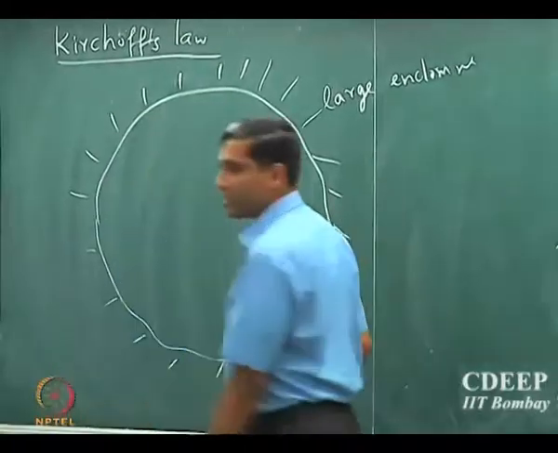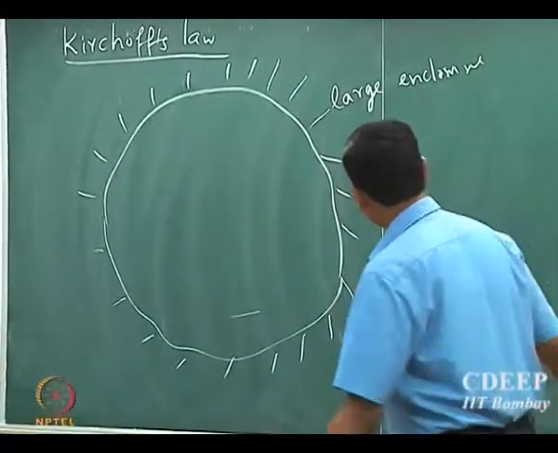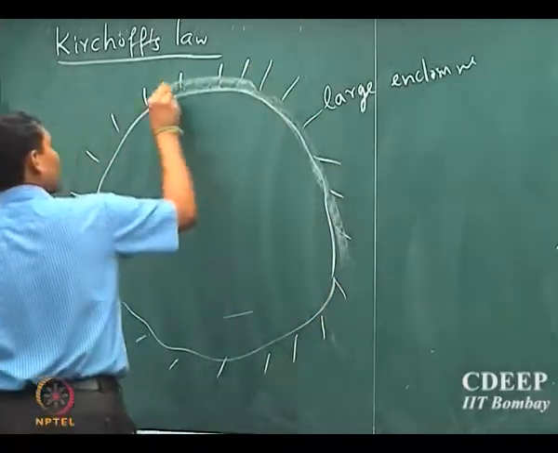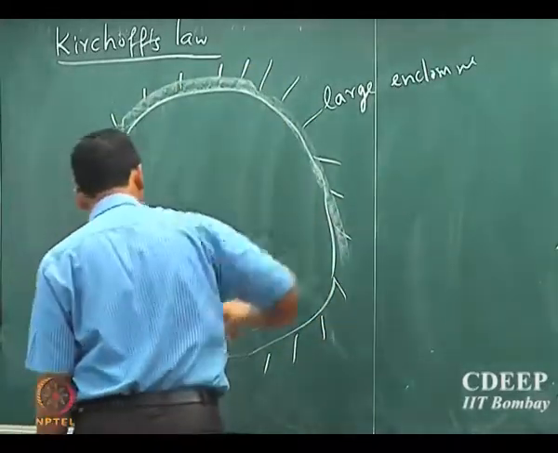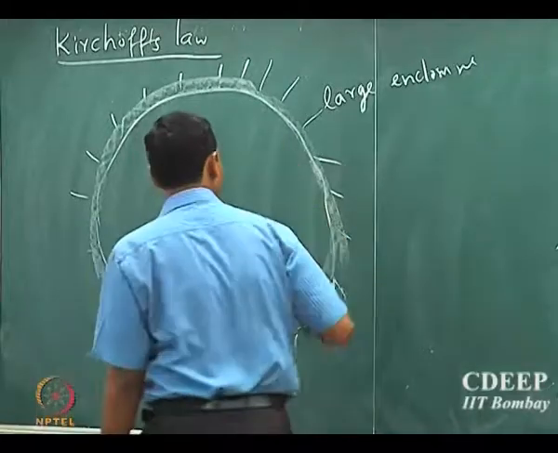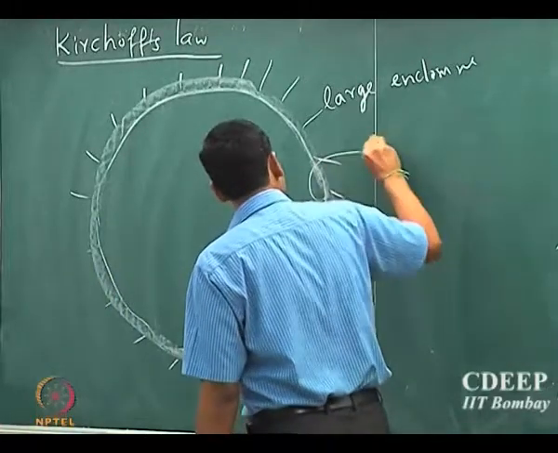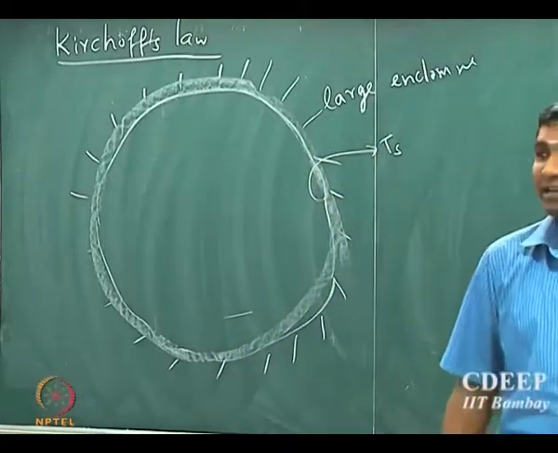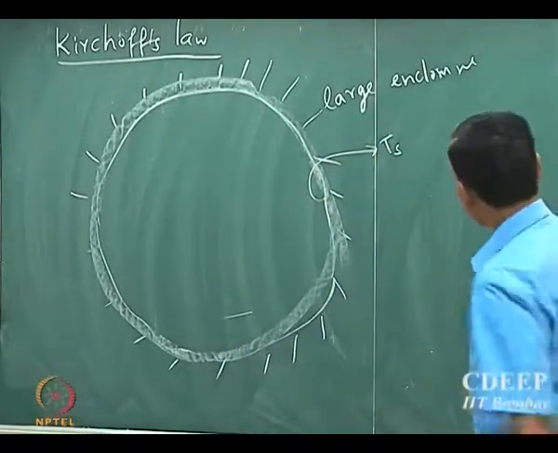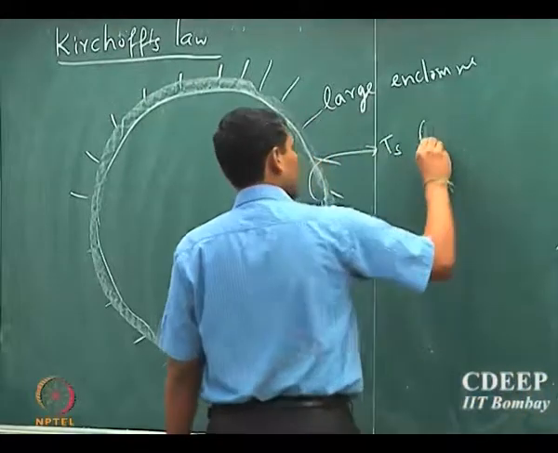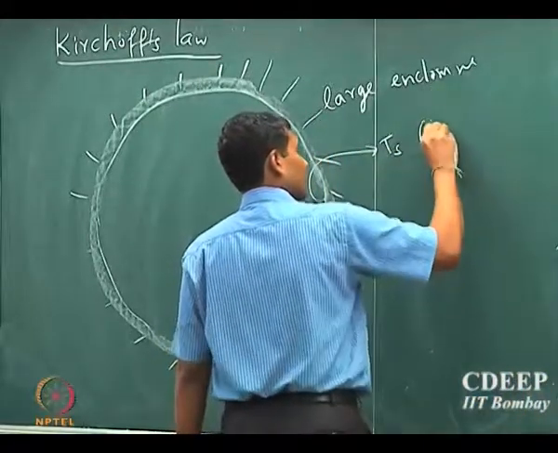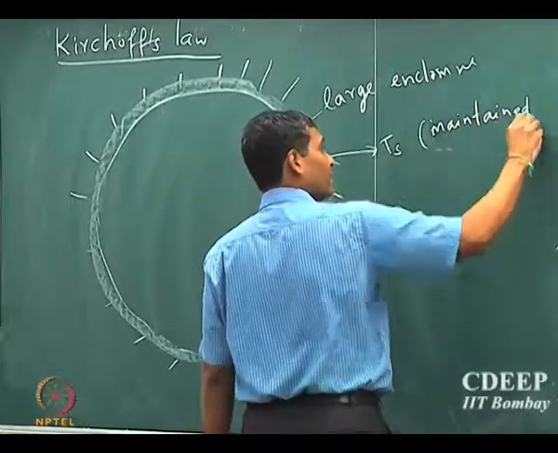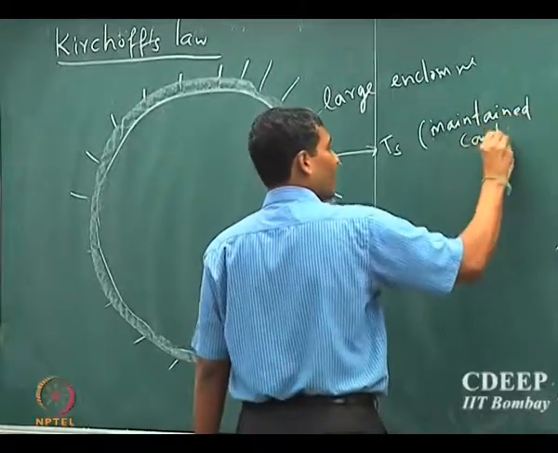There is no heat that is being lost, and let us also assume that there is somehow some heating done to this large surface, such that the internal temperature is maintained constant. So the internal temperature is isothermal. It's a large enclosure, and the internal surface temperature is maintained constant.